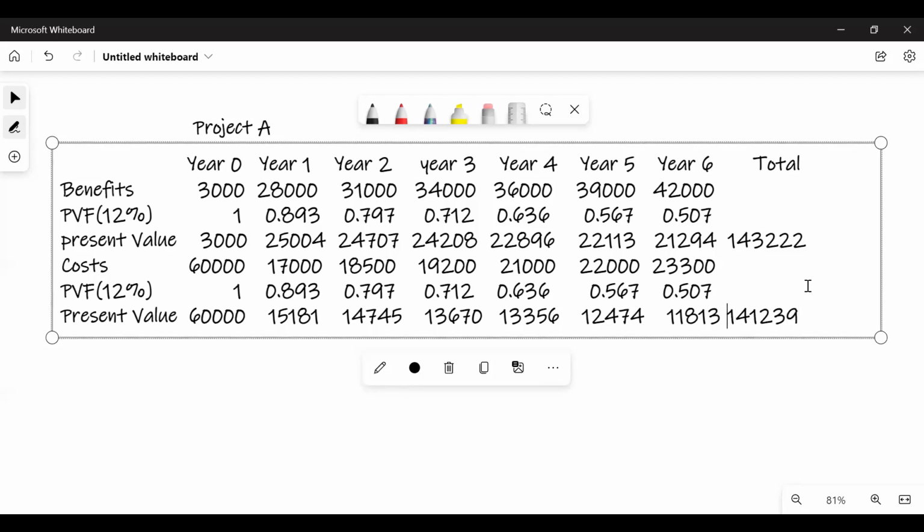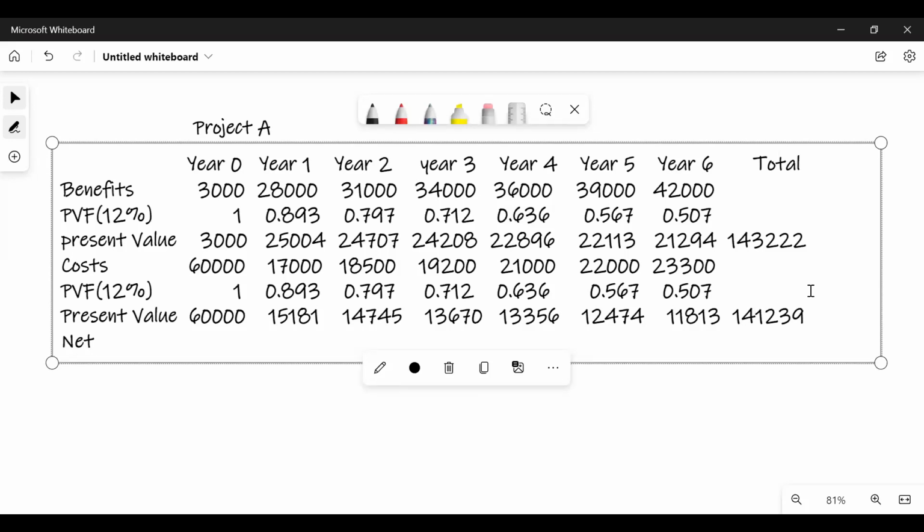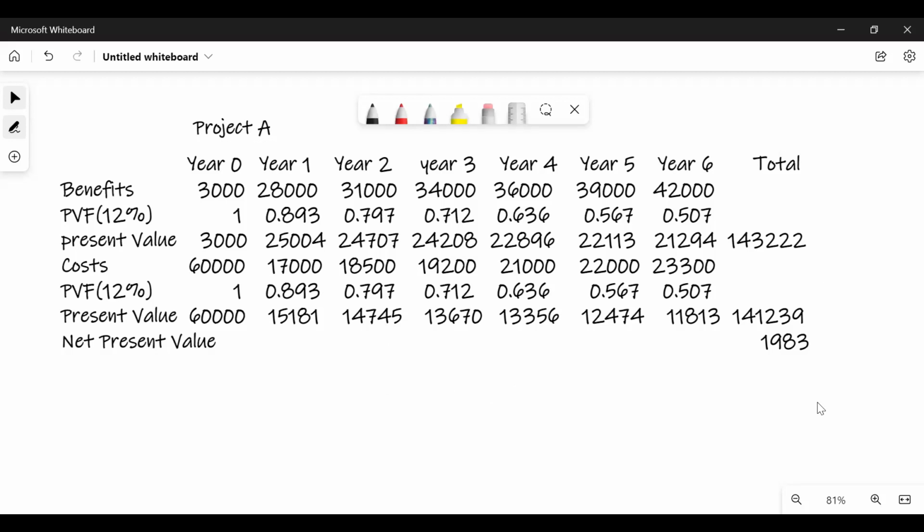Okay. Now to find the net present value, that is the last one, net present value. You subtract these two, and if it is a positive value, we say it's financially feasible. So when you subtract, you will get 1,983. Yes, 1,983 for project A. So that is how we calculate the net present value.